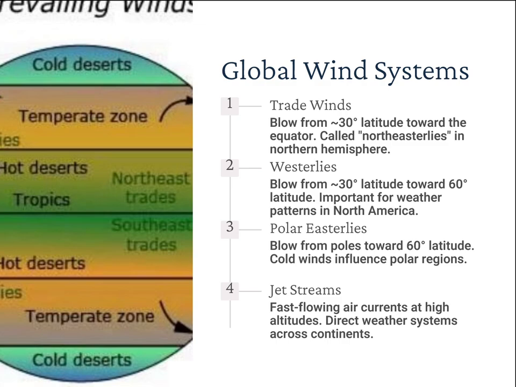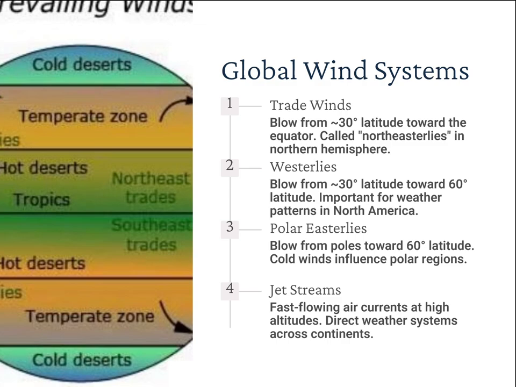The westerlies blow from 30 degrees to about 60 degrees latitude. These are winds that bring much of North America's weather. The polar easterlies blow from the poles toward about 60 degrees. They're cold and less consistent.